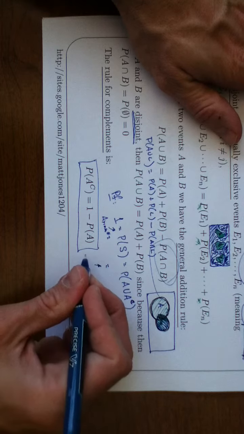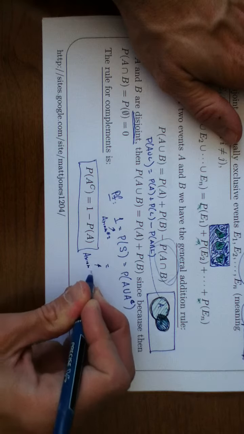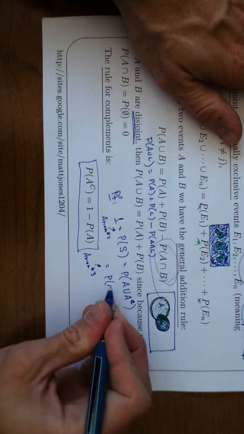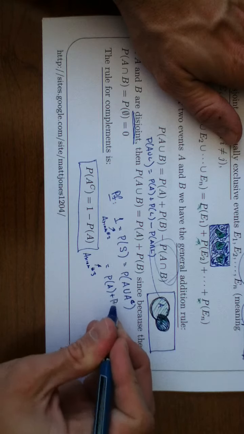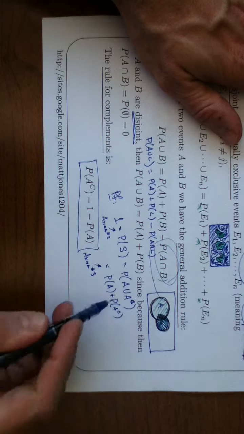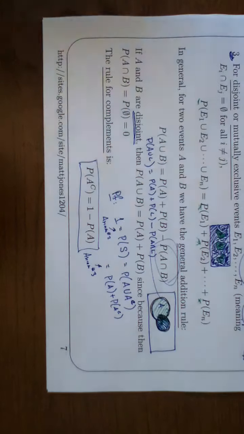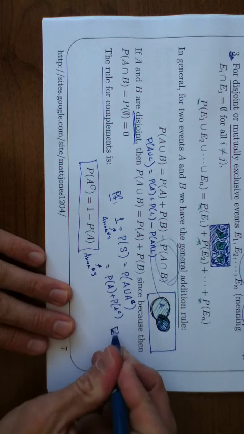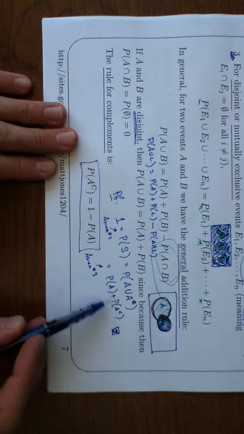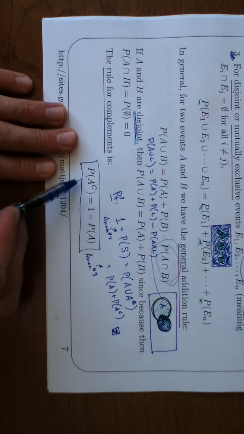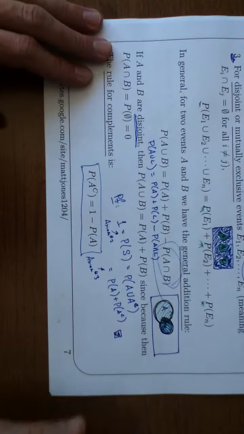Also, by axiom 3, I can write this as the probability of A plus the probability of A complement, right? Because A and A complement are certainly disjoint. And so that completes the proof, actually. That's it, right? The sum of these two things is 1, if and only if 1 minus either one of them is the other. Yeah, so there you go.